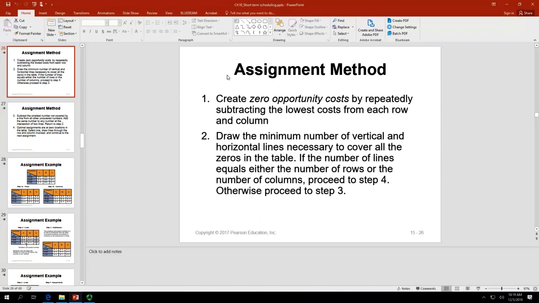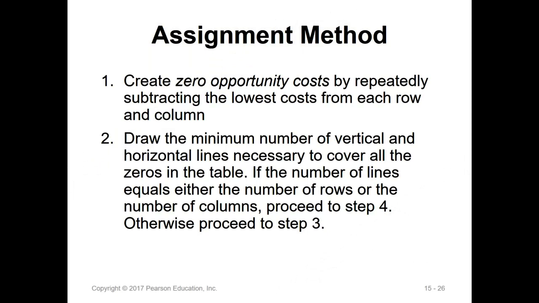Draw the minimum number of vertical and horizontal lines necessary to cover all the zeros in the table. If the number of lines equals either the number of the rows or the number of columns, then you are going to skip the third step. And in our case, we have 2 lines, correct? We have 2 lines to cover the 0. How many rows? We have 3 rows. How many columns? We have 3 columns.